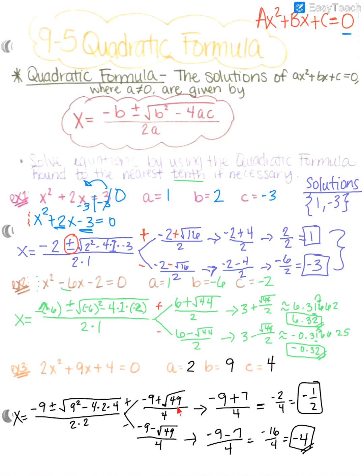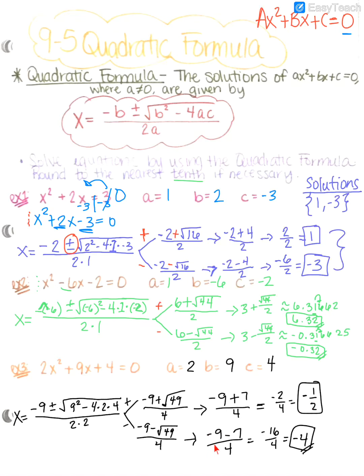Here I noticed that once I simplified the inside of the square root, I get 49, and the square root of 49 is 7, so I did that. The only difference between these two is I have a plus on the top and a minus on the bottom, and then I simplify. You can easily plug it into the calculator in this format, or you can simplify it here. So negative 9 plus 7 gives me negative 2, and then the 4. This simplifies to negative 1 over 2.